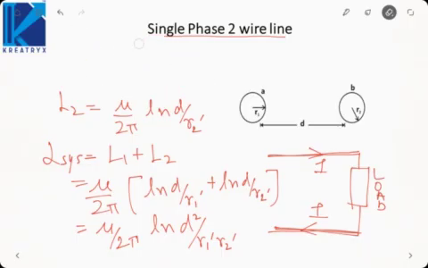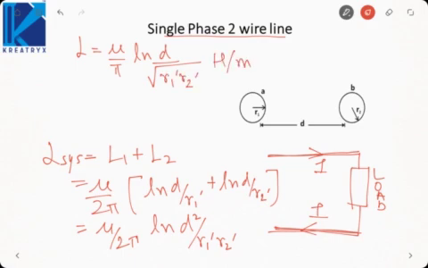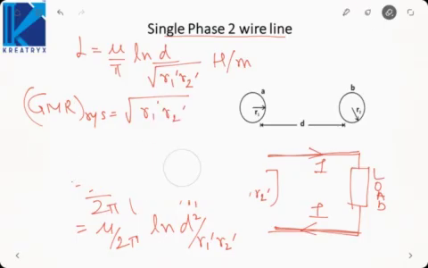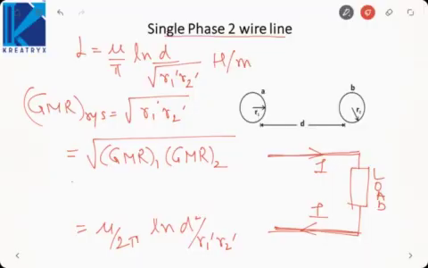So if we take 2 outside the log, the inductance would be mu by pi ln d by under root r1 prime r2 prime Henry per meter. So GMR of the system is under root r1 prime r2 prime, or we can say GMR of the system is equal to under root of GMR1 GMR2. That is, it is the geometric mean of GMR of 1 and GMR of 2.